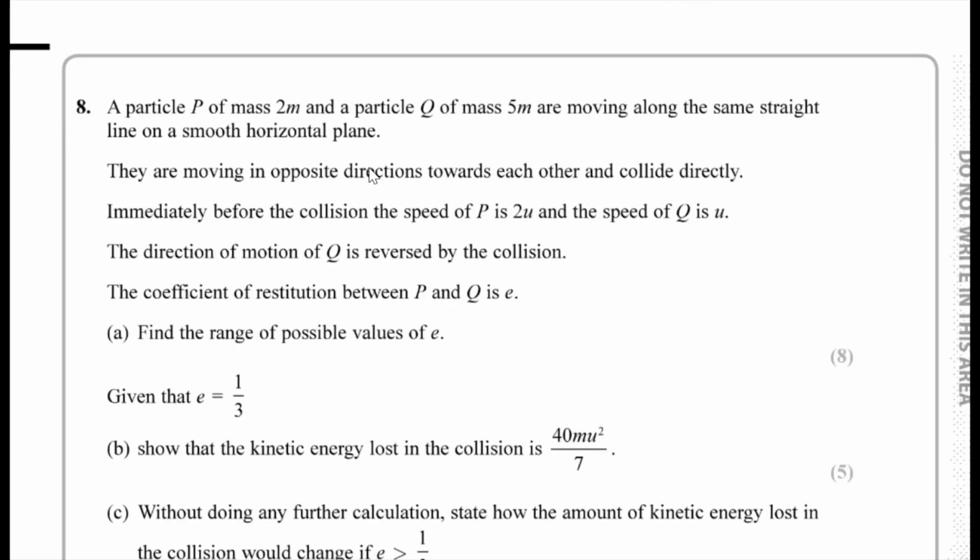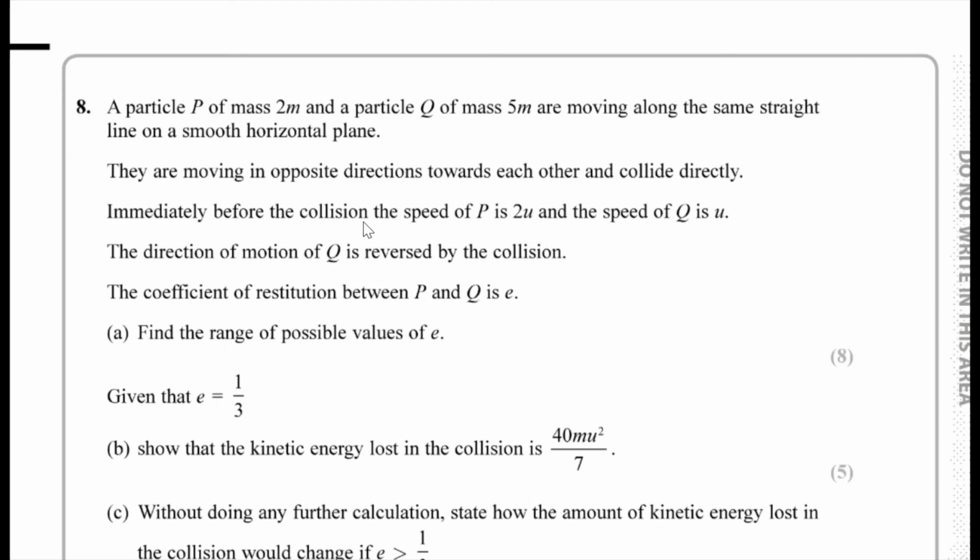Question 8. A particle P of mass 2m and particle Q of mass 5m are moving along the same straight line on a smooth horizontal plane. They are moving in opposite directions towards each other and collide directly. Immediately before the collision, the speed of P is 2u and the speed of Q is u. And then the direction of motion of Q is reversed by the collision, and the coefficient of restitution between P and Q is E. We have to find the range of possible values of E.